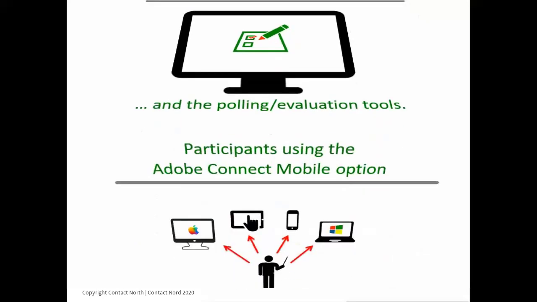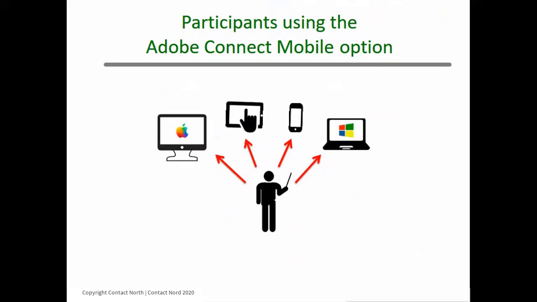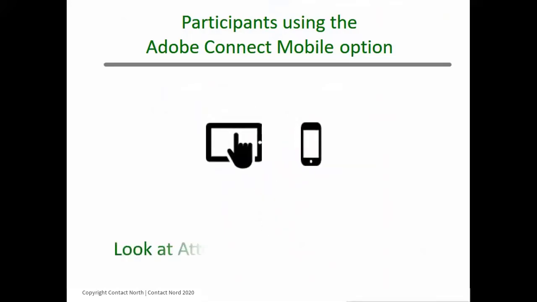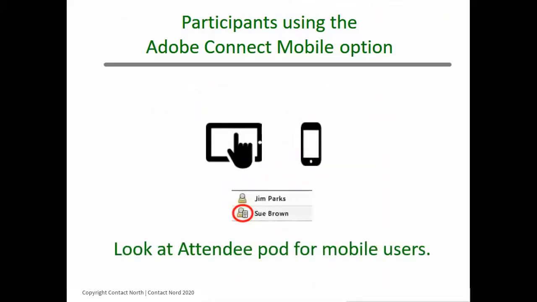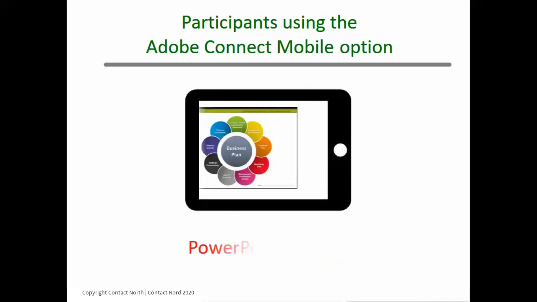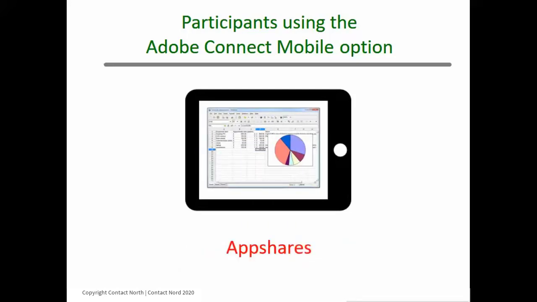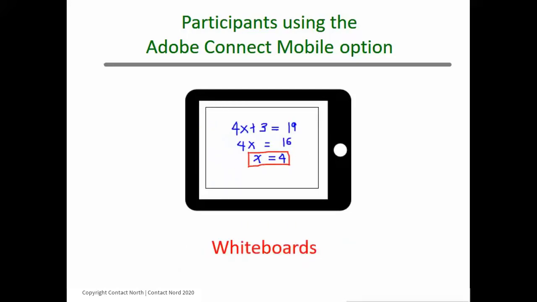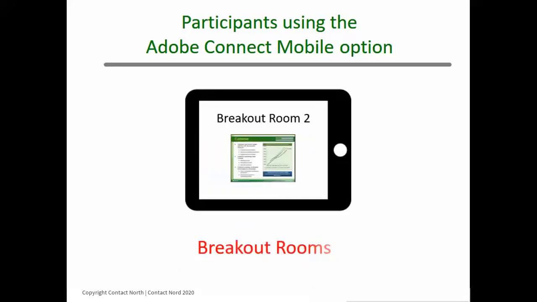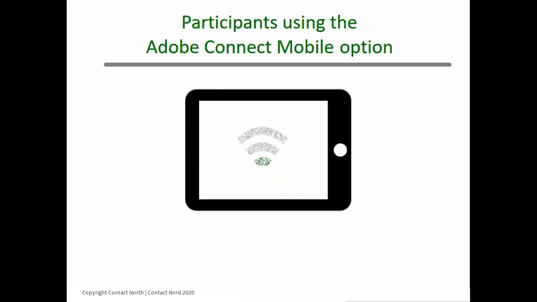With online classroom technology available on mobile devices, tablets and smartphones, as well as by computer and laptop, participants and presenters have access to varying tools and options. It is important to know the differences and plan ahead to interact with participants using the mobile option. You can check in the attendee pod for those participants attending the session from a mobile device. Mobile users can typically see PowerPoint content, app shares, whiteboards, vote in surveys, and be a breakout room participant. Depending on their connection, there may, however, be more of a time lag for mobile users.